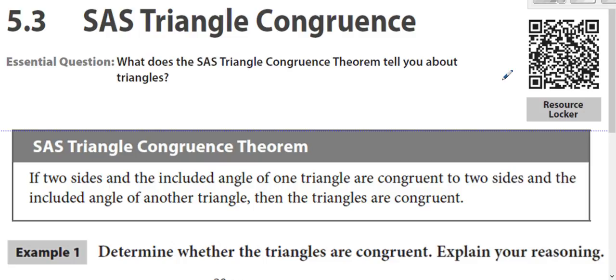So another way that you can prove triangles are congruent is through SAS, which is side, angle, side. So it's similar to angle, side, angle. This one has got two sides with the angle in between. Two sides and the included angle. That's why it's two sides and the angle's in between. It's included between the two.